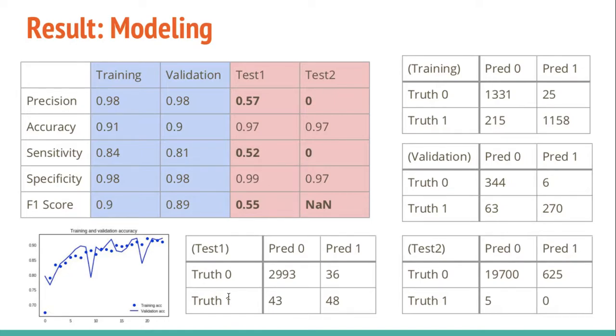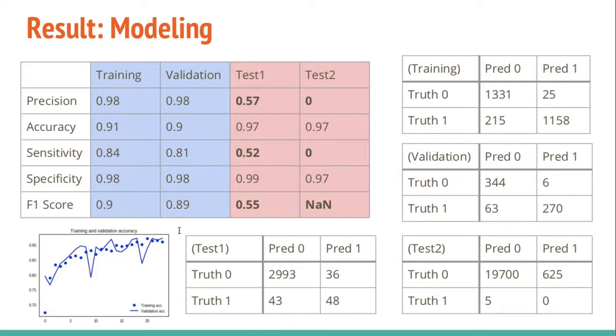And we have a couple of tables. These are confusion matrices of test and training and validation. If we look at the blue region for training and validation, we can see the numbers are pretty close for training and validation, and they are pretty good.